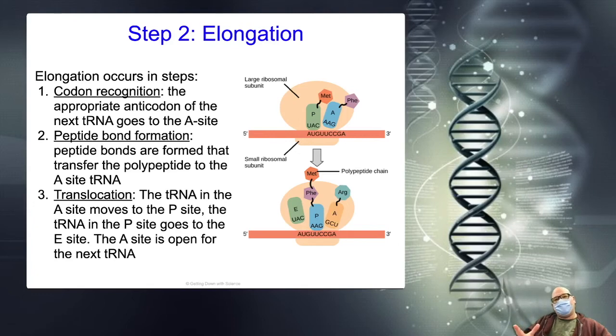As always with this material, it's important to know the key players. So far, those are the amino acids, the mRNA, the ribosome, and the tRNA. Know the structures, know what they look like, know how they're made, and then know what they do.